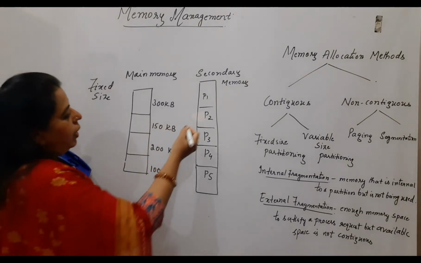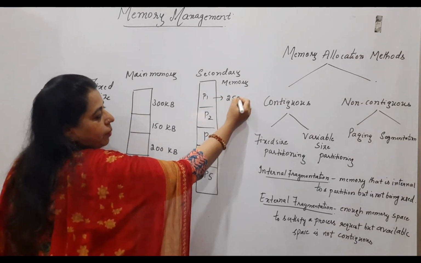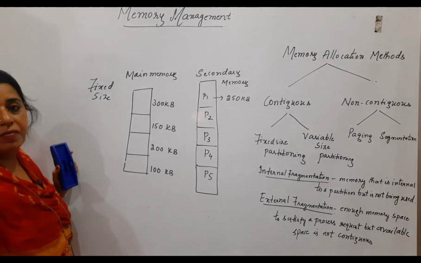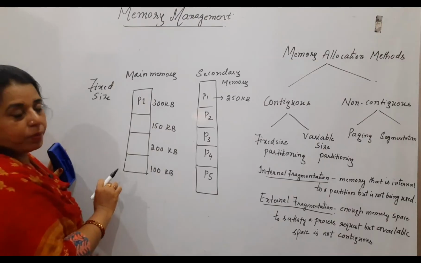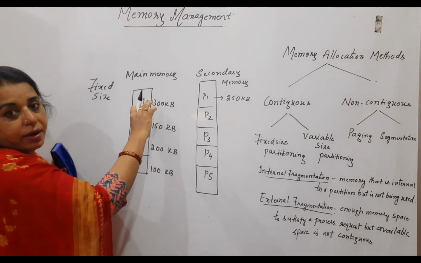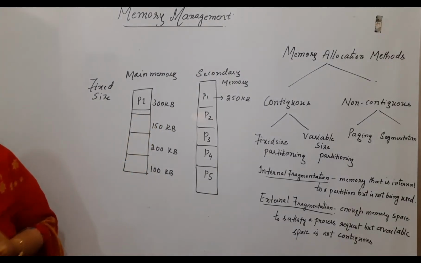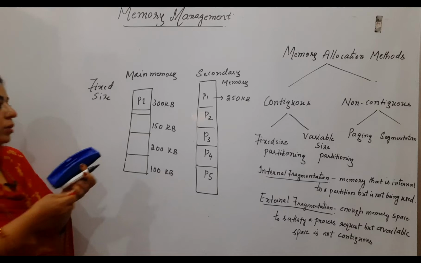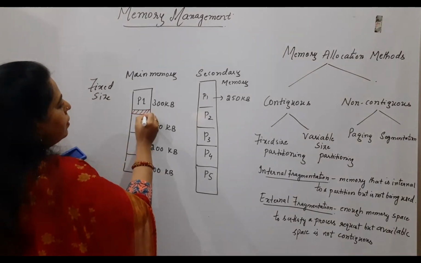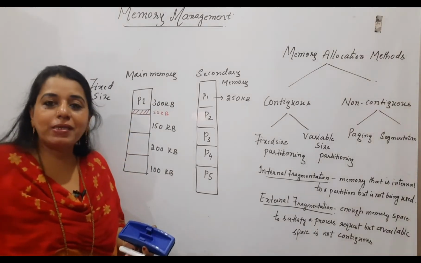Now suppose a process P1 comes into the main memory, and the process P1 size is 250 KB. So P1 gets the space here in the main memory, but the partition size is 300 and P1 size is 250. That means this extra space, the leftover space, is there in this physical memory. Let me mark it with red ink here. So this space, the 50 KB, is not used here. 50 KB is the leftover space in the partition.